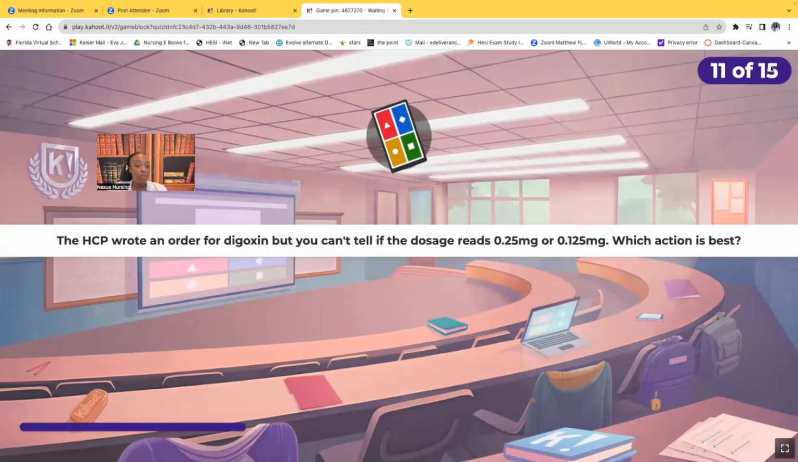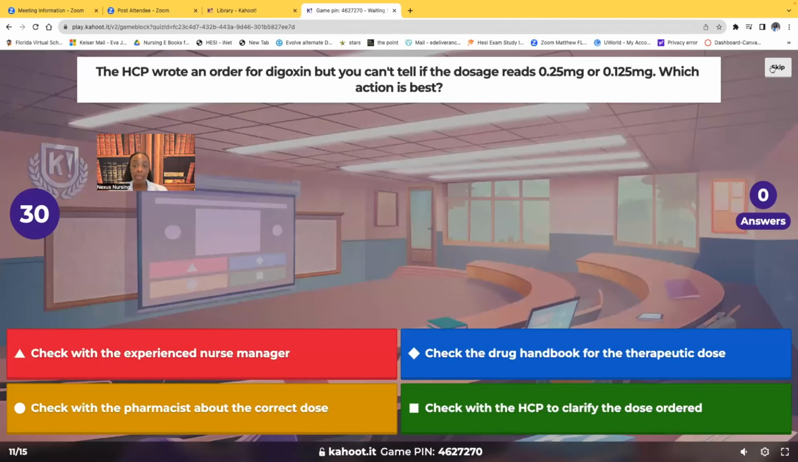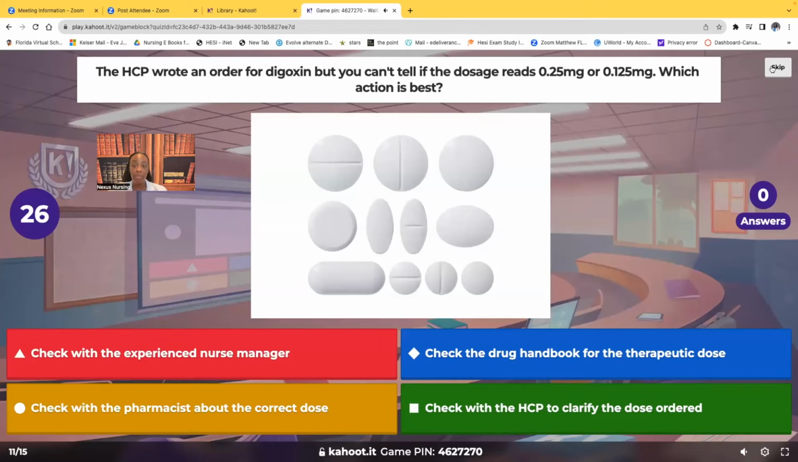The healthcare provider wrote an order for digoxin, but you can't tell if the dosage reads 0.25 milligrams or 0.125 milligrams. Which action would be best to take? Would it be to check with the experienced nurse manager? Would you check the drug handbook for the therapeutic dose? Would you check with the pharmacist about the correct dose? Or would you check with the healthcare provider to clarify the dose ordered?